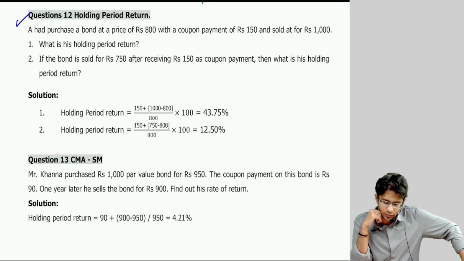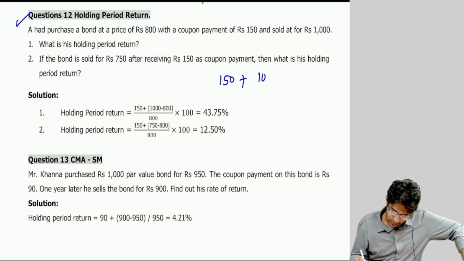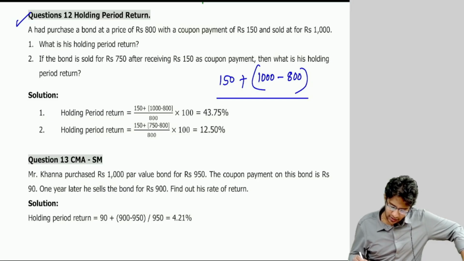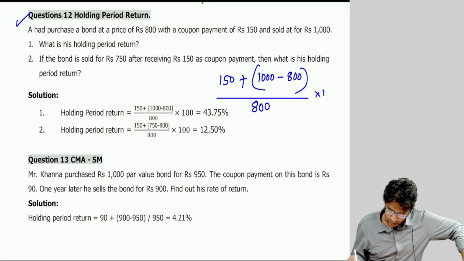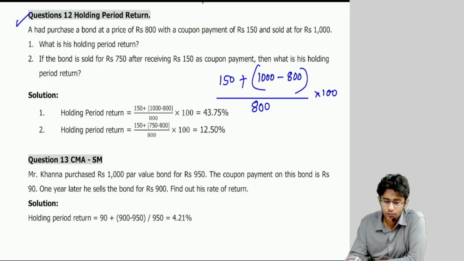Holding period return is equal to, tell me, sir, what is the coupon you received? 150 rupees plus sale price 1000 minus 800, the capital gain. Whole divided by, what is your initial investment? 800, into 100. Well. How much? 43.75%.